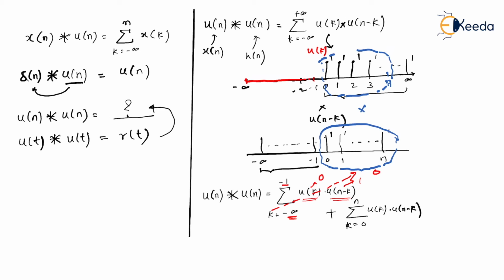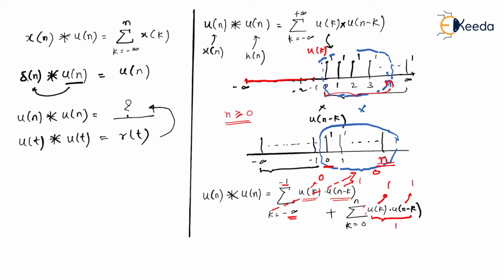What about next? From 0 to n, see the status of u of k. Somewhere here I have assumed n, and u of k from 0 to n is always 1. And what is the status of u of n minus k? From 0 to n, it is always having the value 1. Meaning that this multiplication will result in unity. Please don't forget that this is under the assumption that the value of n is greater than or equal to 0.